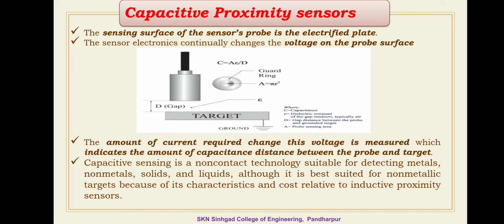The sensing surface of the sensor probe is the electrified plate. The sensor electronics continually change the voltage on the probe surface, and the amount of current required to change this voltage is measured. Capacitive sensing is a non-contact technology suitable for detecting metals, non-metals, solids and liquids, although it is best suited for non-metallic targets because of its characteristics and cost relative to inductive proximity sensors.